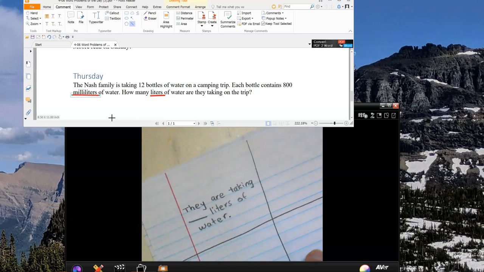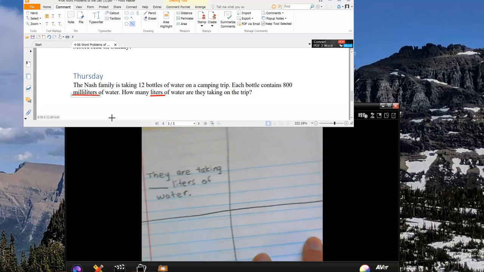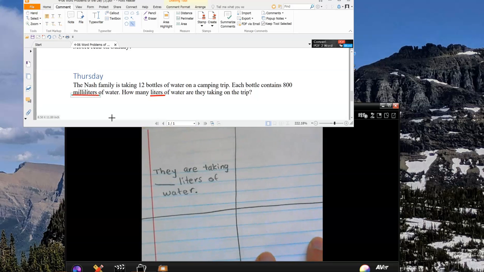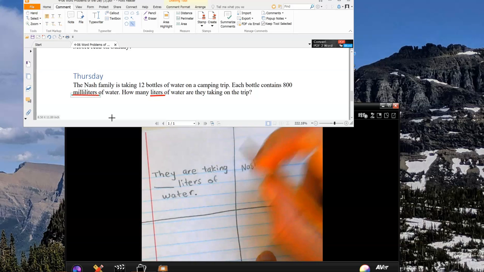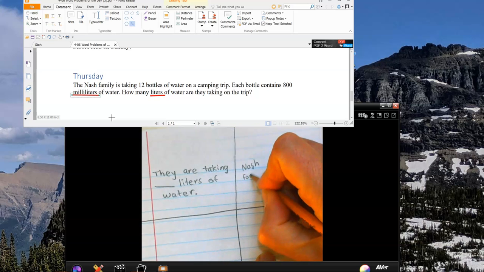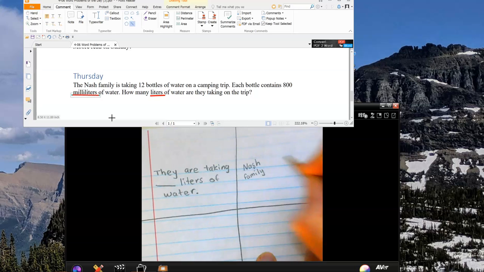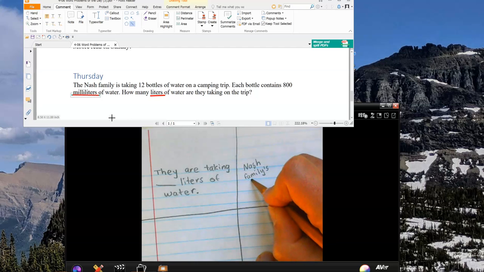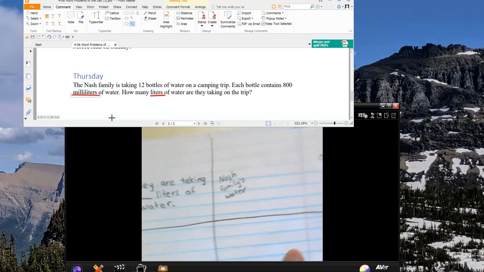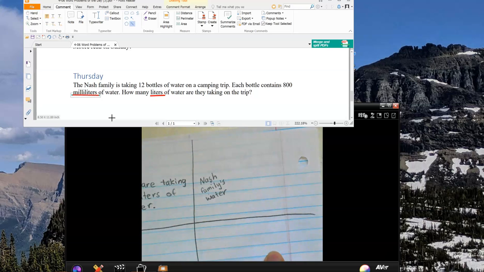First thing I'm going to do is I think a unit bar would probably be the best way to represent this. So I'm going to put, we'll call it the Nash family. Nash is probably thinking this is about him. No, it's the Nash family. That's their last name. So it's Nash family's water. There's many different ways you can write that, but just make sure that you're showing me what it is.